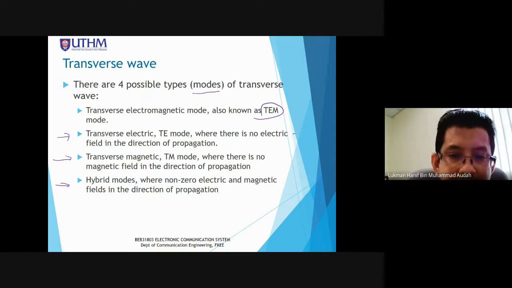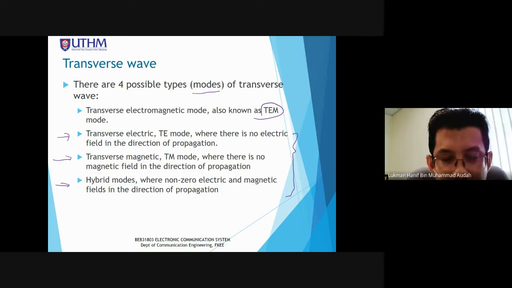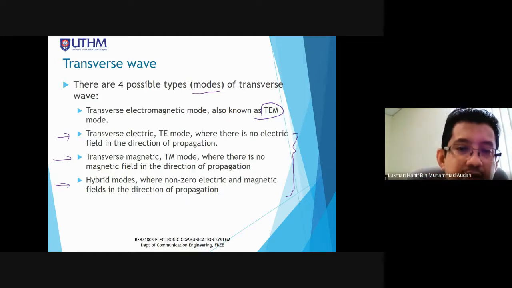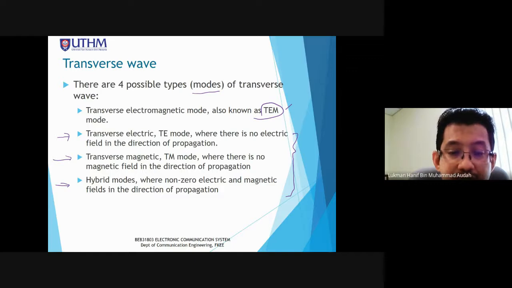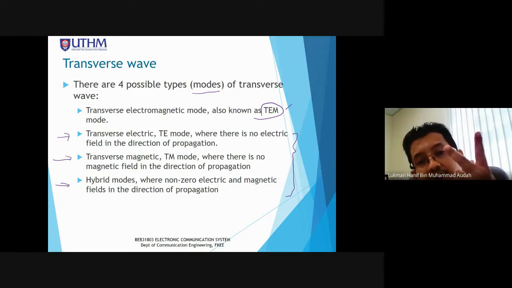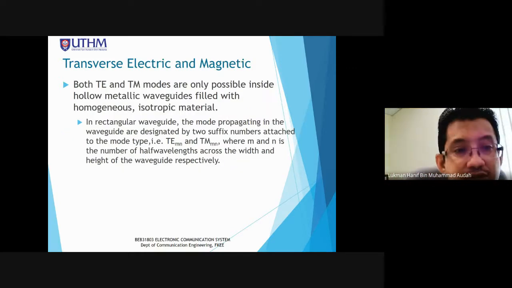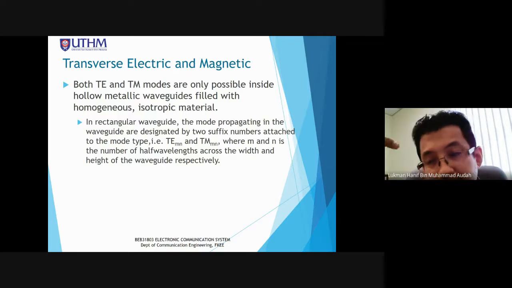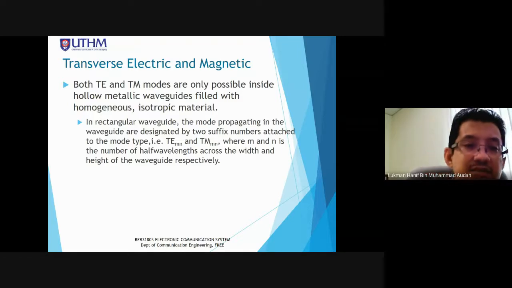So ketiga-tiga ini hanya boleh digunakan dalam waveguide. Apa itu waveguide? Nanti kita akan lihat. Dan biasanya gelombang elektromagnet yang kita gunakan dalam sistem telecommunication, dalam wireless communications, we are using TEM modes. Okay, TEM modes. Nanti kita akan lihat berkenaan dengan TEM modes. TEM modes bermakna adanya kedua-dua medan elektrik dan juga magnetik pada arah pergerakan gelombang. Okay, and you see that here, this is for the TE and TM modes, and also for the hybrid. So it is only possible to use the TE and TM modes inside a waveguide.